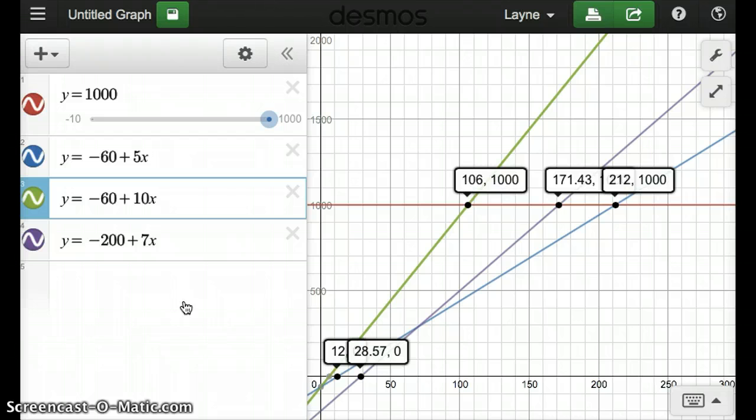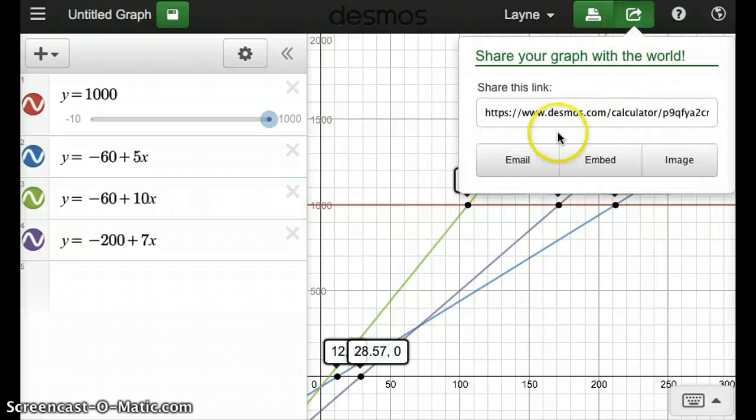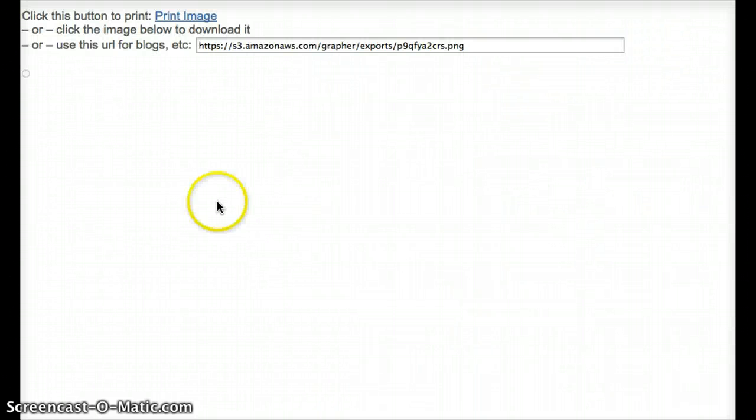Now, in order to put this in your report, you're going to have to be able to capture this graph over here. So you can either use a separate screenshot app, or some have them built in already. There's also this function up here, the share button on the right, at the upper right corner of the calculator. You can email it to yourself or your classmates. You can embed it into your blog or website or wiki, or you can just do the image here.